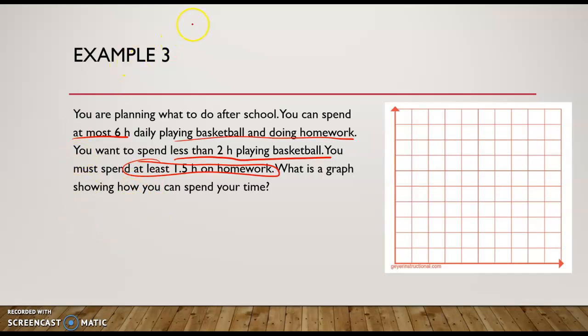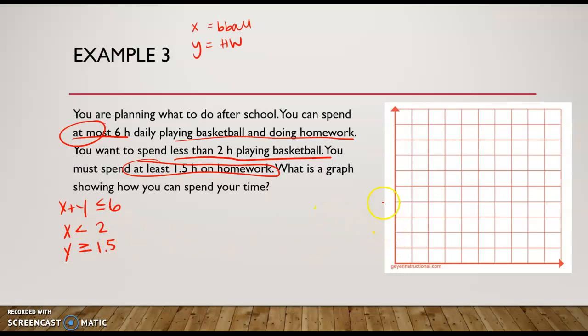So I can say that x is b-ball and y is homework. And I say that just so that I know as I keep writing things what needs to be what. I know that x plus y is at most, so it has to be less than or equal to 6. I know that I want to spend on basketball less than 2 hours, and I know that for my homework, I want to spend greater than or equal to 1.5 hours.